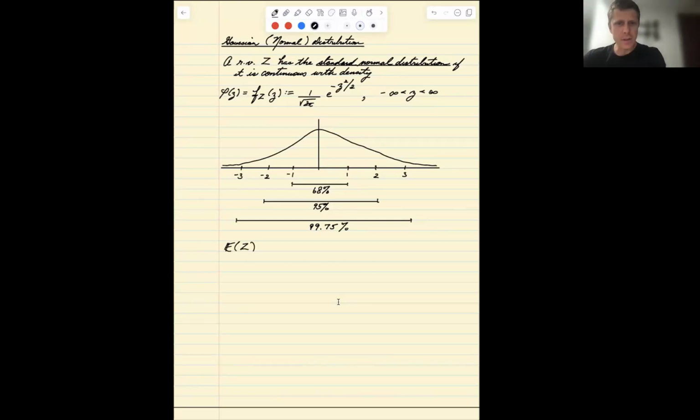Okay, so how do we do this? Well, by definition, it's the integral from minus infinity to infinity of z times the density, 1 over square root of 2 pi, e to the minus z squared over 2 dz. Pull the 1 over square root of 2 pi out.